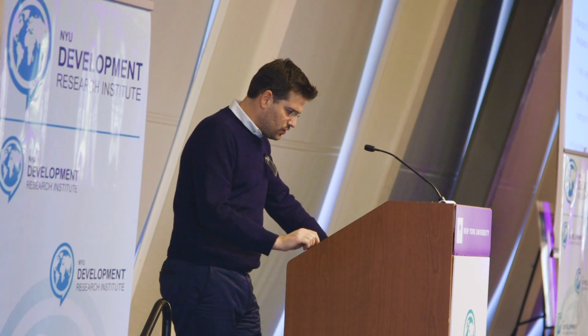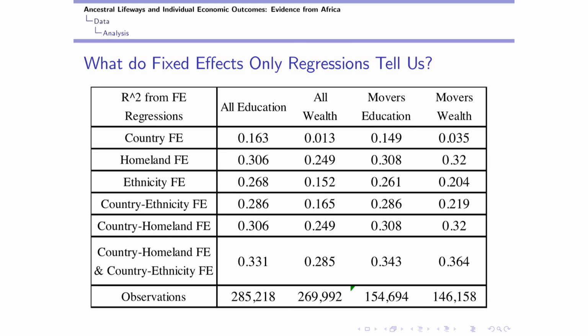Before telling you exactly how much agriculture impacts your economic outcomes today, let me just show you this table. This table is a bunch of numbers that have some meaning, and the meaning is straightforward. Let's focus on the first column. The 16.3 on the country fixed effects line tells you that residing in a given country today explains 16% of the variation in the level of education across individuals. So yes, countries are important.